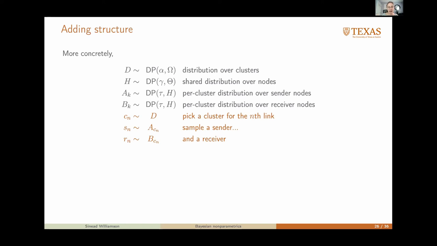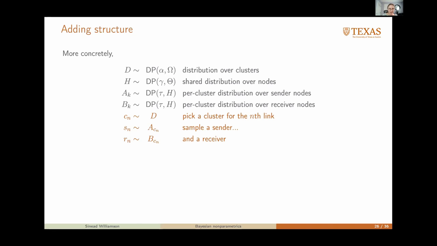And then we're going to build up a network exactly as I described. I'm going to pick a cluster from this infinite set of clusters. I'm then going to look at the sender distribution for that cluster. I'm going to pick a sender. Then I'm going to look at the recipient distribution for that cluster, and I'm going to pick a recipient. And I can build up a distribution over edges in that way, and that defines a distribution over networks.